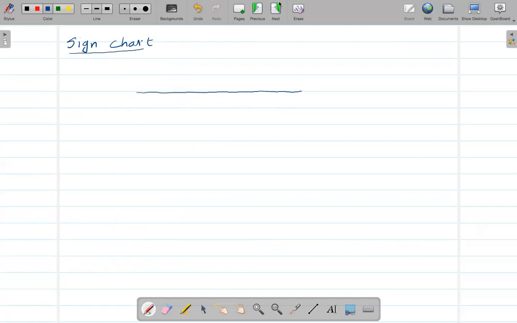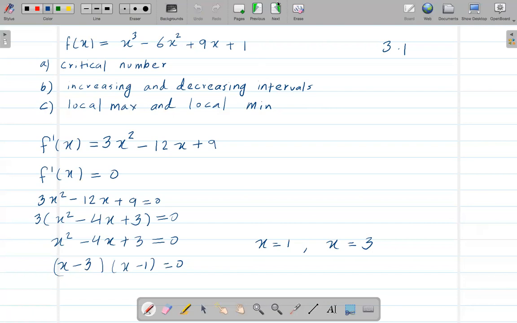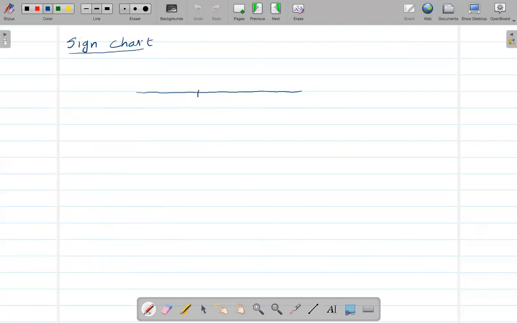From this sign chart, since we got 1 and 3, let's say 1 is here, 3 is here. Now let's see whether each interval is increasing or decreasing. To find that, we can pick any point in the interval. It doesn't matter. So let's just pick 0.